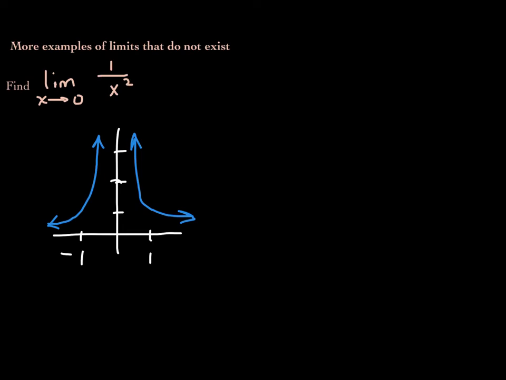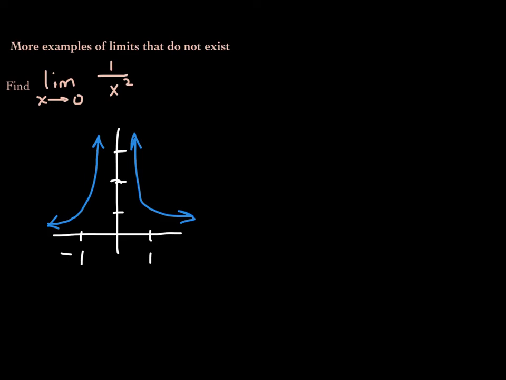If you plug in 1, 1 squared is 1, and 1 divided by 1 is 1, so it goes through 1, 1, right? It also goes through negative 1, positive 1, by the way. It will never touch the x-axis, because if it touched the x-axis, that means your y value is 0, and this will never be 0. The only way this could be 0 is if the numerator were 0, but the numerator is fixed at 1. So there's a horizontal asymptote right here on the x-axis. So these curves, these branches, will get infinitely close to the x-axis, but never touch it.